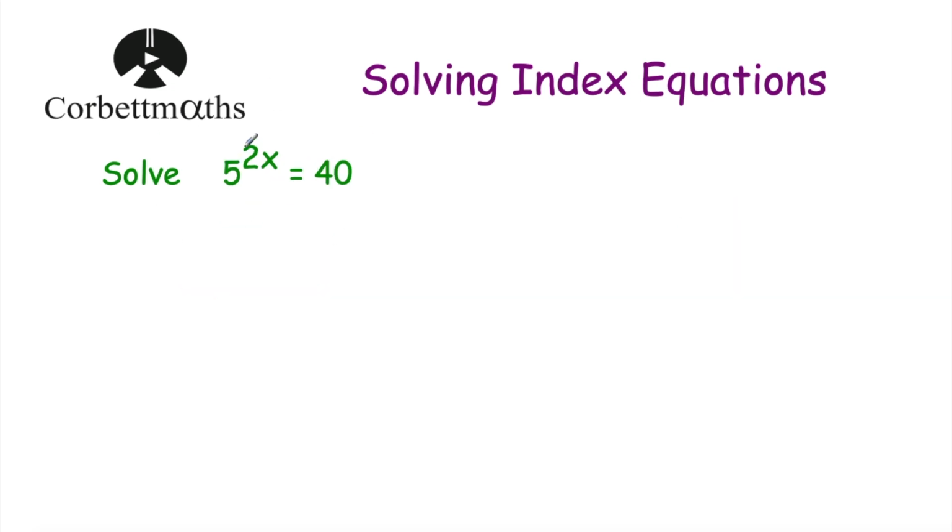So this time we've been asked to solve 5 to the power of 2x is equal to 40. So this question is a little bit different than the ones before, because before we just had a power of x, and this time we've got a power of 2x. But that's okay, we can still solve the equation using the techniques we've talked about.